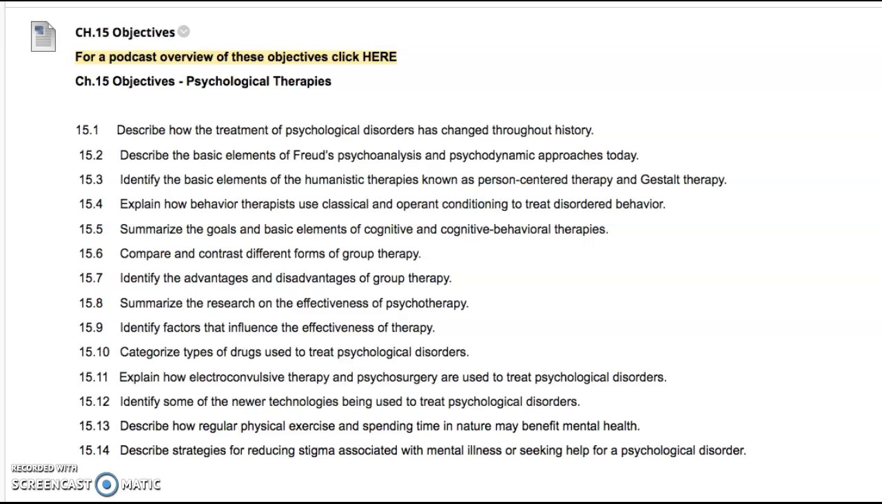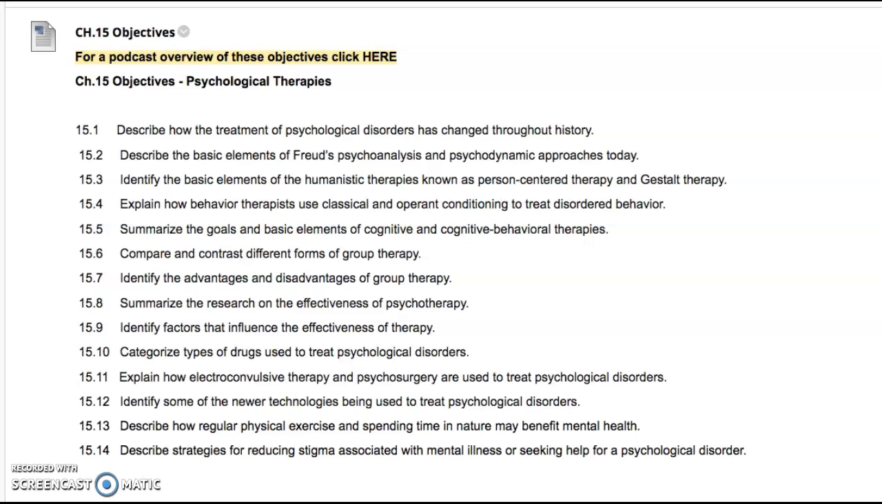And then identify factors that influence the effectiveness of therapy. And those could be individual factors about the person. It can be factors about the type of therapy. It can be factors about the environment in which the person lives, and so forth.